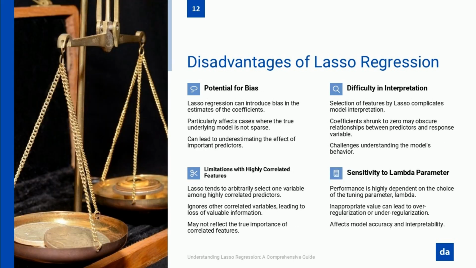Now that we've seen the strengths and trade-offs of Lasso regression, let's compare it to another powerful regularization technique, Ridge regression. Both Lasso and Ridge use regularization to improve model performance, but they do it in fundamentally different ways. Choosing between them can have a huge impact on the quality of your predictions. Let's start with what they have in common.